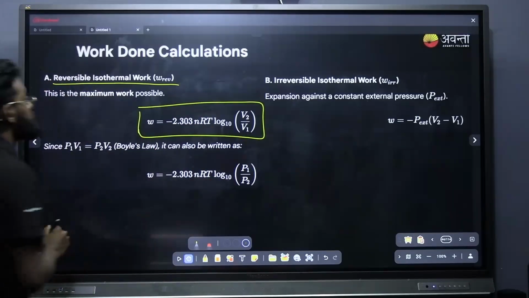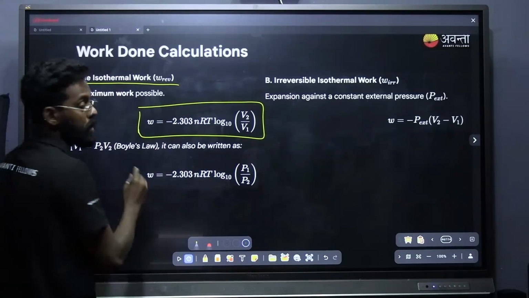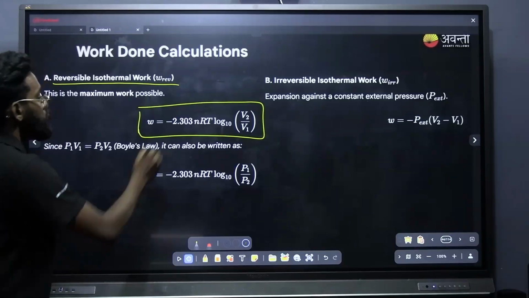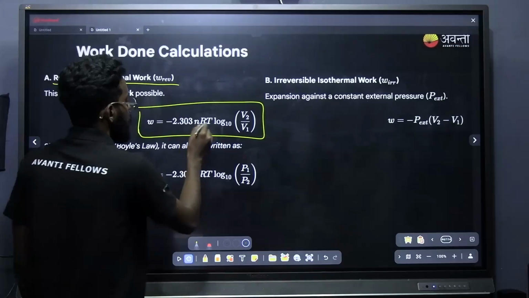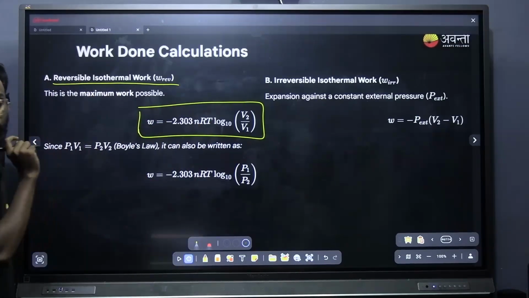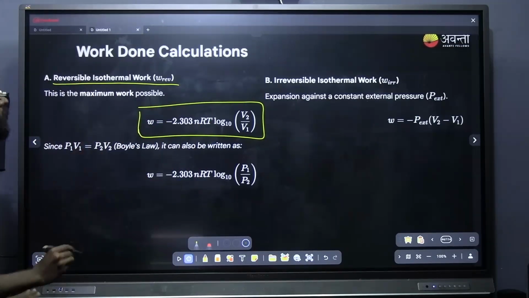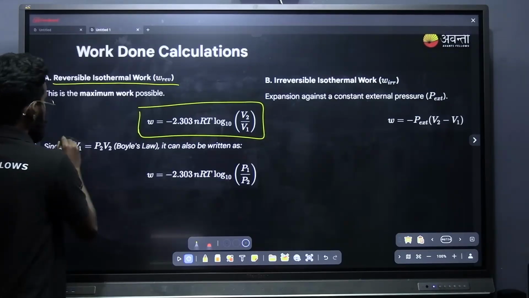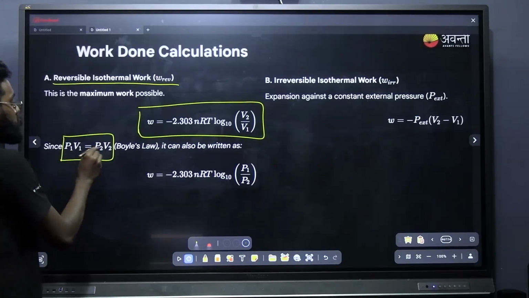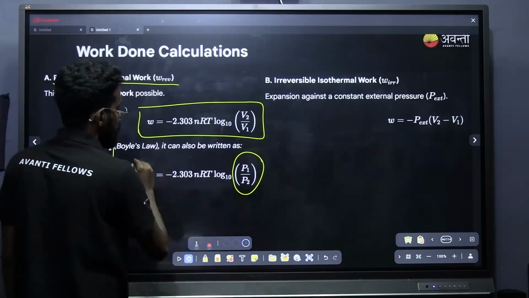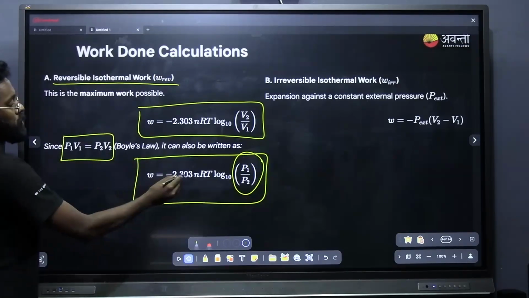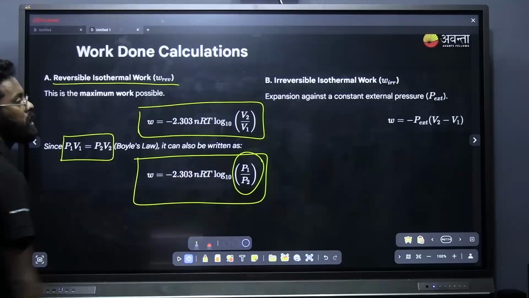Work done in a reversible isothermal process is equal to minus 2.303 nRT log V2 by V1. Note down and remember this equation. And according to Boyle's law, P1 V1 is equal to P2 V2. So in terms of pressure, I can also write the equation, that is minus 2.303 nRT log P1 by P2.